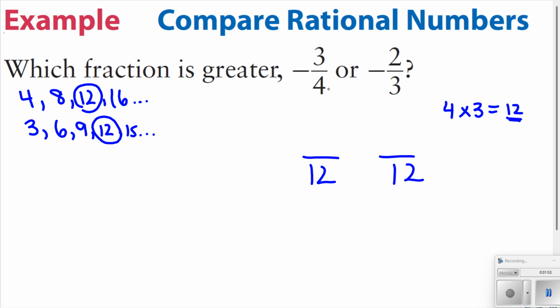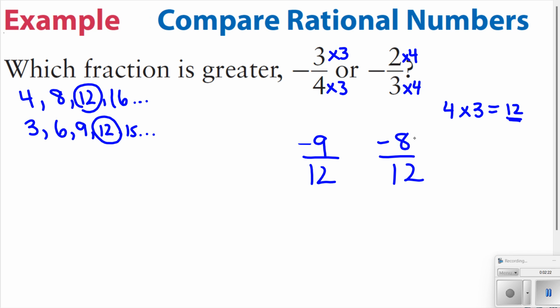So to go from 4 to 12, I had to multiply that by 3. But in math, we have to be fair. If I do it to the bottom, I have to do it to the top as well. So -3 multiplied by 3 is -9. Over here, to go from 3 to 12, I multiply both the bottom and the top by 4. Remember, you have to be fair. And the top, -2 times 4 is -8.